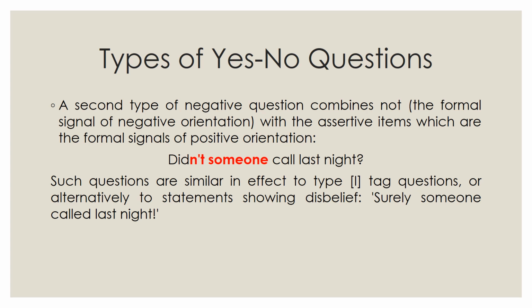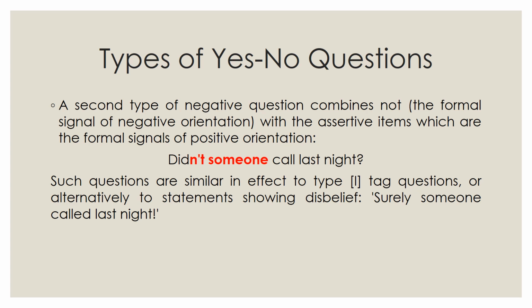Such questions are similar in effect to type 1 tag questions, which we are going to explain later when we talk about the tag question and know more about the type 1 of such questions. Or alternatively to statements showing disbelief. Again, we are asking such questions not to get an answer. We already expect that the answer is going to be no. We are sure that the answer is going to be no, but we are producing such a sentence only to show what? Disbelief.